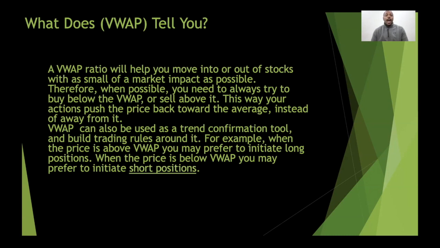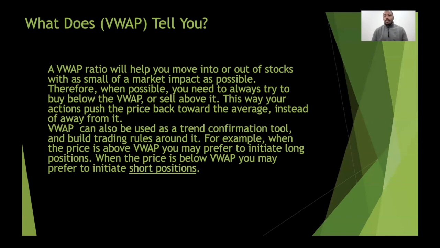This way, your actions push the price back toward the average instead of away from it. VWAP can also be used as a trend confirmation tool and build trading rules around it. For example, when the price is above VWAP, you may prefer to initiate long positions. Long positions mean you're buying a stock hoping that it's going to go up.